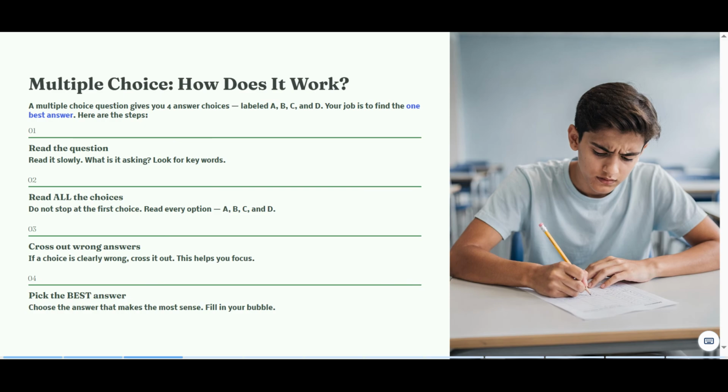Cross out wrong answers. If a choice is clearly wrong, cross it out. This helps you focus. And pick the best answer. Choose the answer that makes the most sense and fill in your bubble.